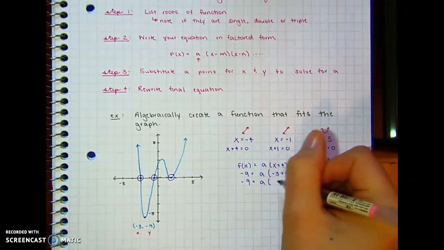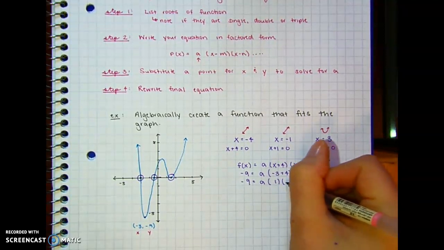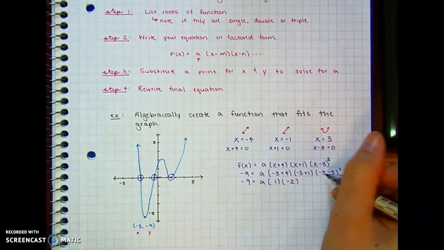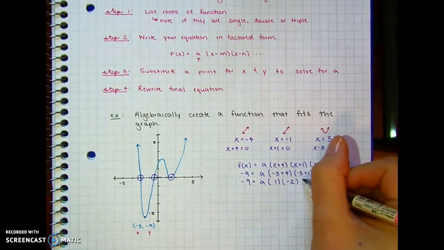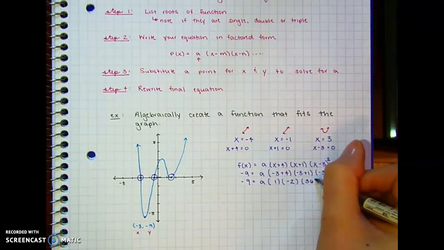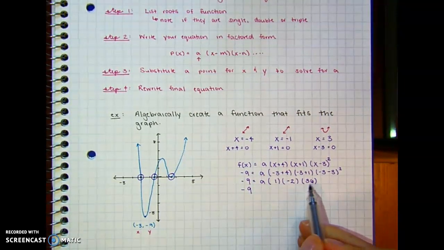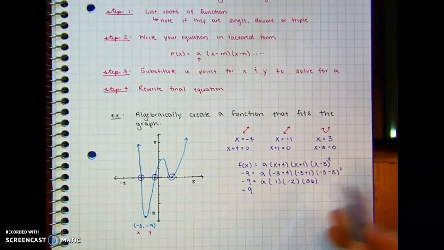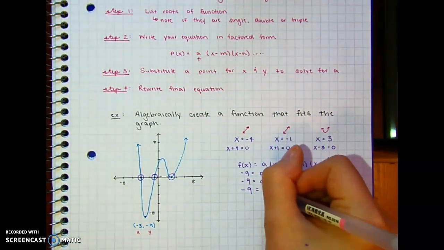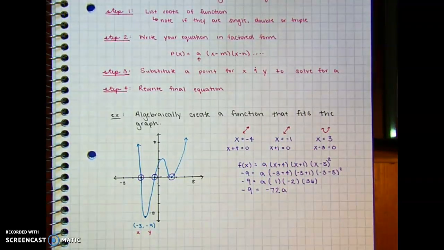So negative 3 plus 4 is 1. Negative 3 plus 1 is negative 2. Negative 3 minus 3 is negative 6. Negative 6 squared is positive 36. All right, I'm going to multiply all these together. So 1 times negative 2 is negative 2. Negative 2 times 36 is negative 72. So this will be negative 72a.